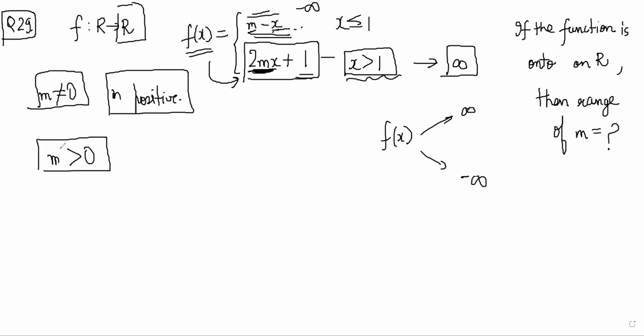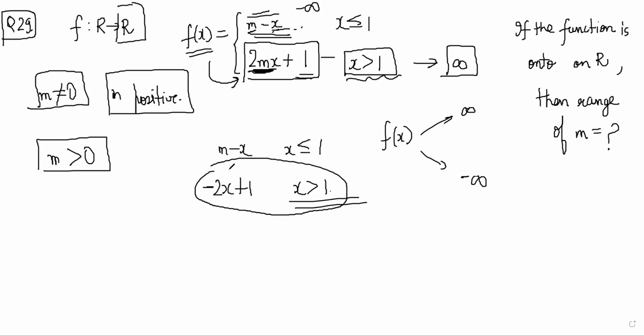If m is -1, then you have m minus x for x less than 1, and -2x plus 1 for x greater than 1, right? For x greater than 1, this is 1 minus 2x. So this function is always decreasing, right? As x increases, never becoming... oh, because of this, it is becoming infinite.